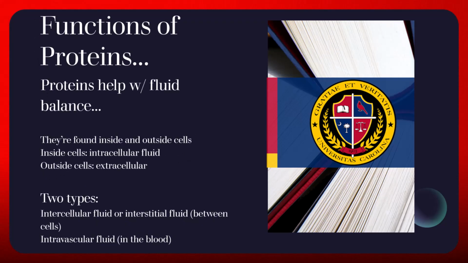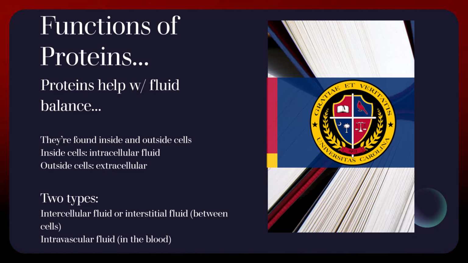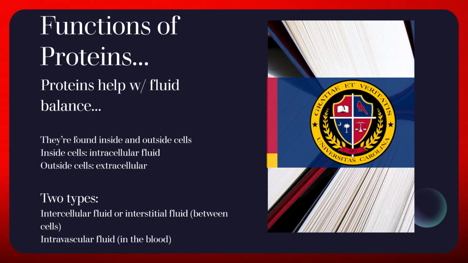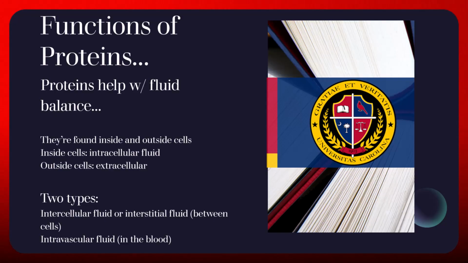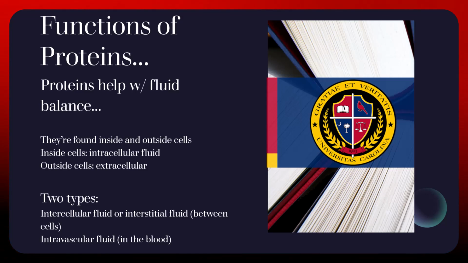Proteins also help with fluid balance. They're found inside and outside of cells. So inside the cells, that's the intracellular fluid. Outside the cells, extracellular fluid. And then we have the intercellular fluid or interstitial fluid, which is between the cells, and the intravascular fluid, which is in the blood.